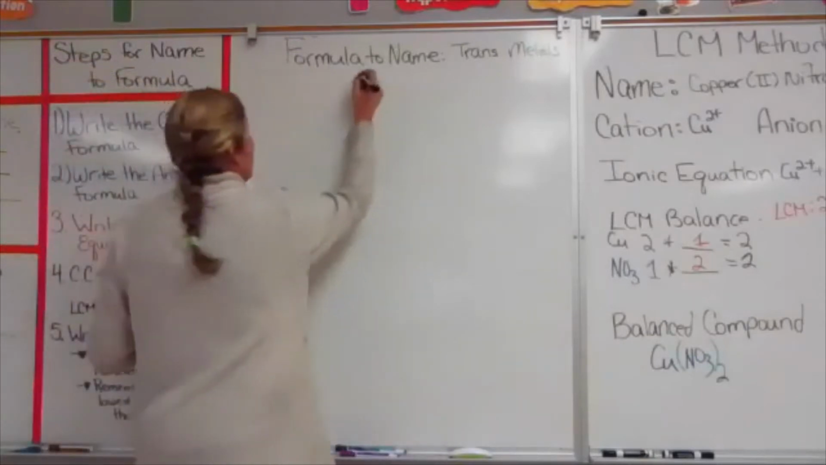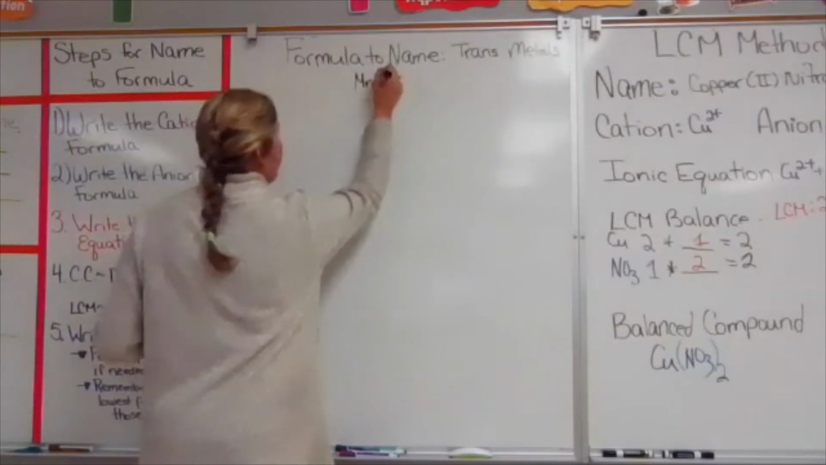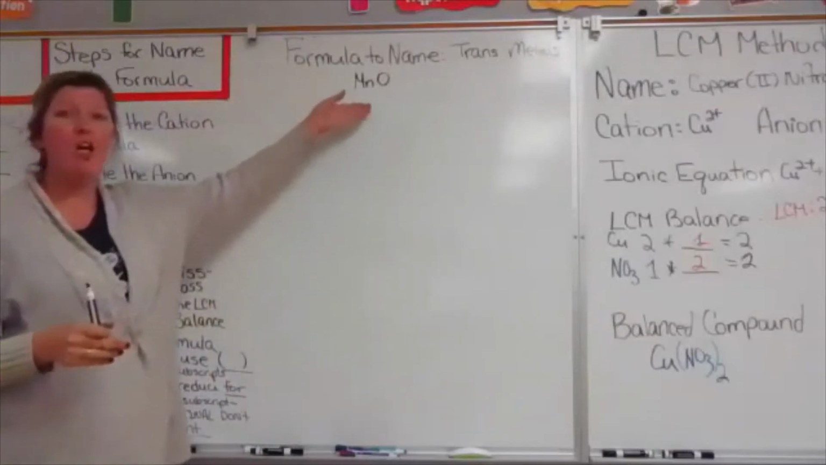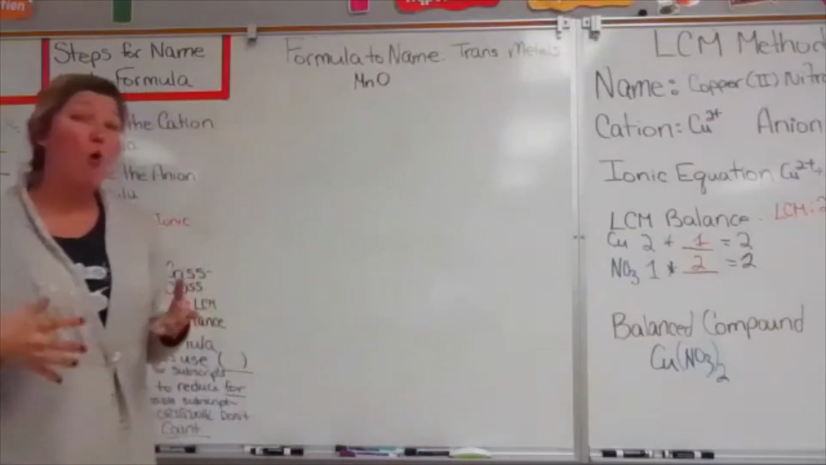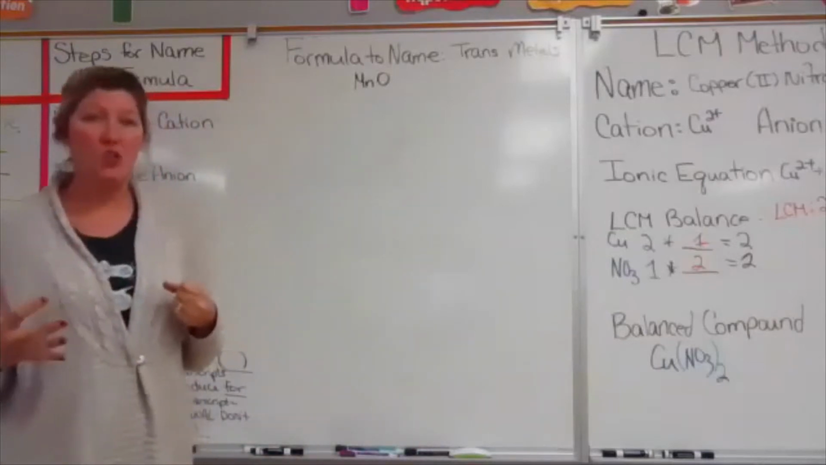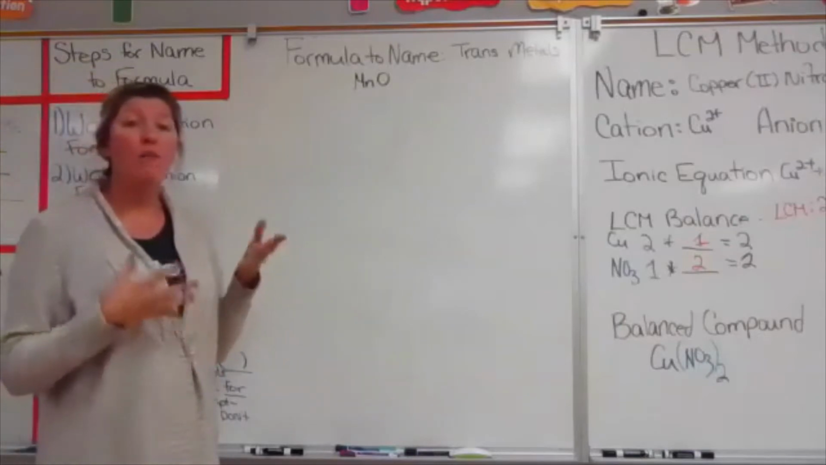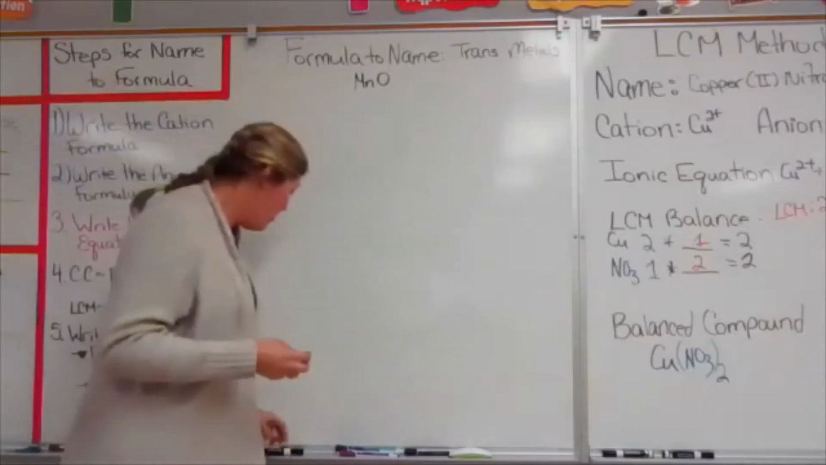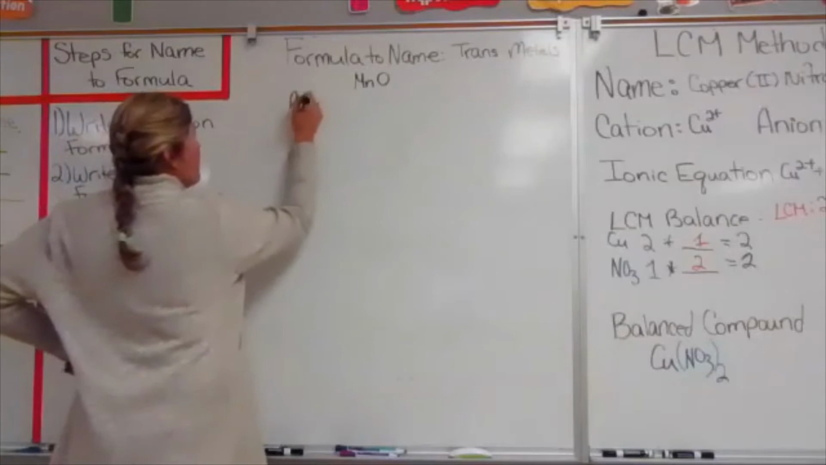Let's give ourselves MnO. So the sample formula we're going to be given is MnO. So normally we always pull the cation first. We cannot pull the cation first for a transition metal because it might have more than one charge. So you're going to go ahead and pull the anion first.